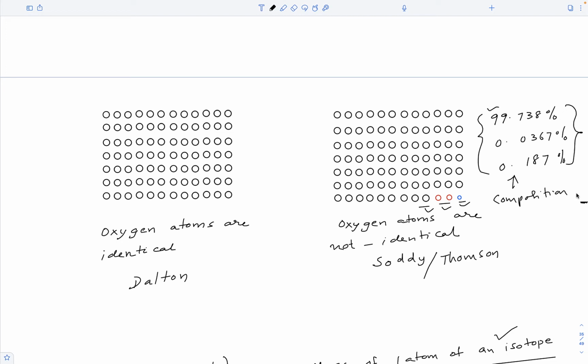And the interesting thing is, the isotopic composition of an element is a constant everywhere in the world. It might change a little bit from one location to another location, but we can ignore that variation for our purposes. So you take a sample of oxygen from anywhere in this world, it will have all the 3 isotopes of oxygen in this proportion, more or less.